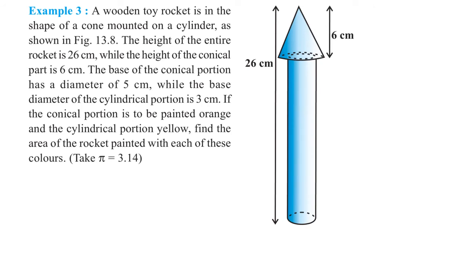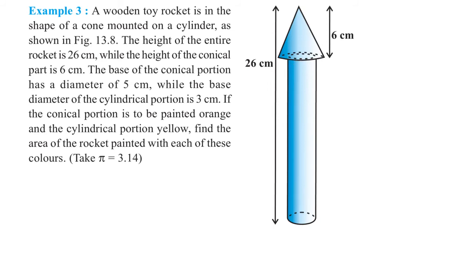A wooden rocket is in the shape of a cone mounted on a cylinder, as shown in the figure. The height of the entire rocket is 26 centimeters, while the height of the conical part is 6 centimeters. The base of the conical portion has a diameter of 5 centimeters, while the base of the cylindrical portion is 3 centimeters.